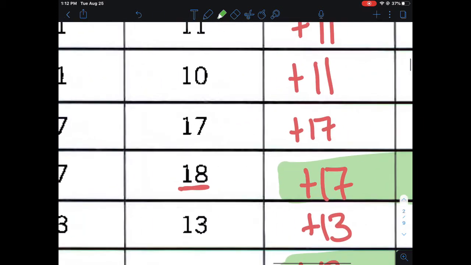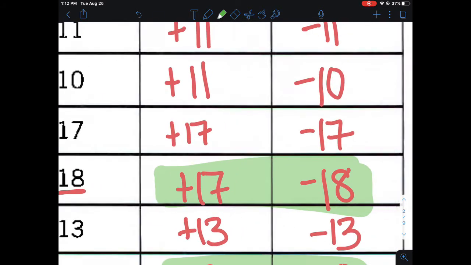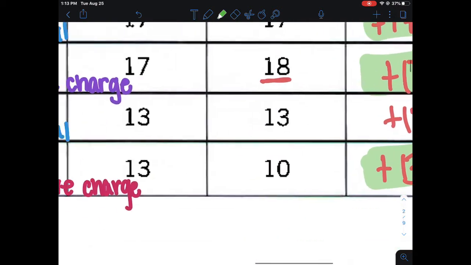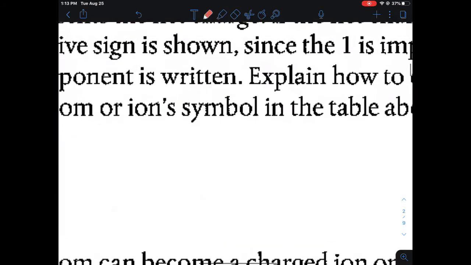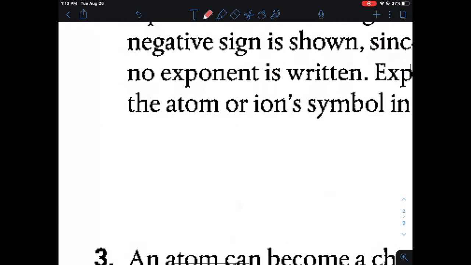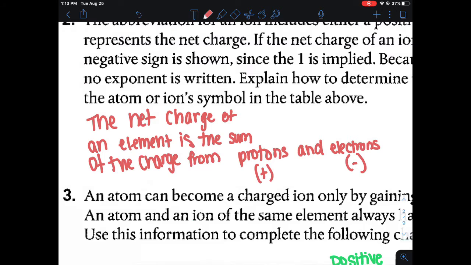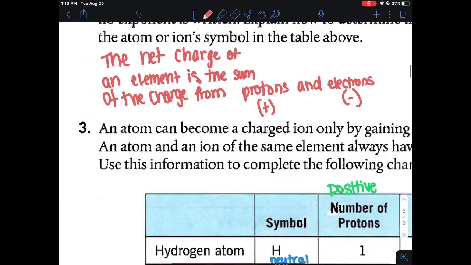I don't think anyone's really going to get too mad. Now, for something that's neutral, aside from the atom word being a dead giveaway that it's going to neutral out, you can always add the charges of the protons and electrons. 17 minus 17 is 0, meaning that there's no charge. Okay, so I'll quickly write that answer in case you are trying to copy it down. The net charge of an element is the sum of the charge from protons and electrons.